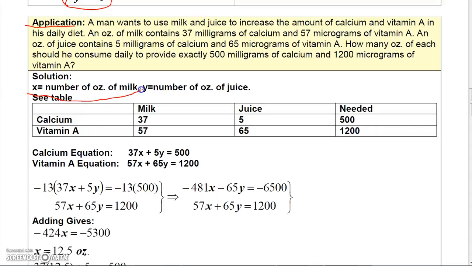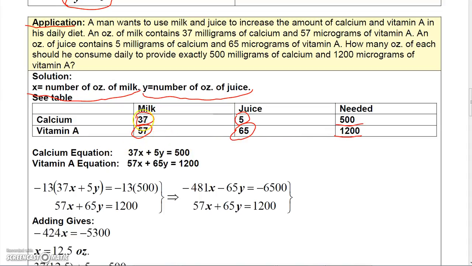Okay, so the question asks how many ounces of each. So I'm going to let x be the number of ounces of milk and y the number of ounces of juice. Now, sometimes it's helpful to create a little table here. For each ounce of milk, we get 37 units of calcium and 57 units of vitamin A. For juice, we get 5 units of calcium and 65 units of vitamin A. And the problem says we need 500 units of calcium and 1200 units of vitamin A.